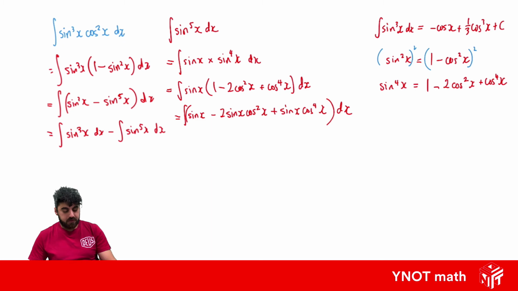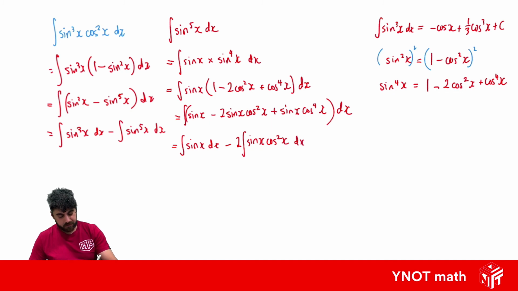Now we're summing up 3 terms here, so we can just take all these integrals separately. So we're going to go ahead and write them out. So we're going to have the integral of sine x dx minus 2. We can take the 2 outside this integral of sine x cos squared x dx plus the integral of sine x cos to the 4x dx.